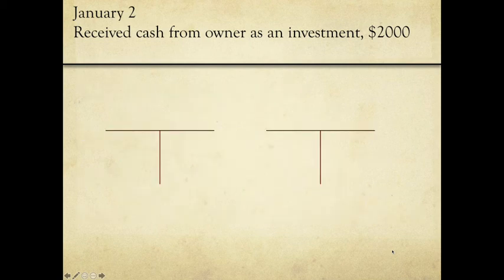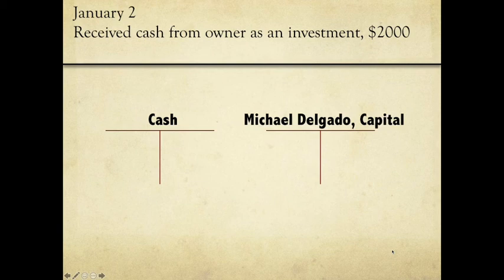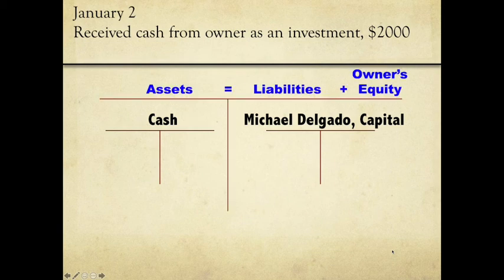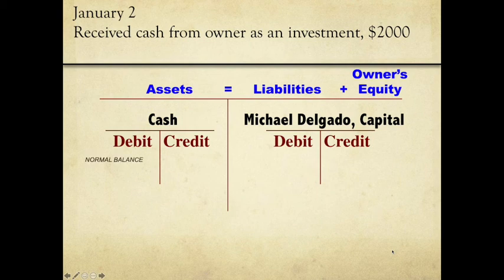Okay, so receive cash from the owner as an investment, $2,000. Our 2 accounts affected, cash and our capital account. And again, feel free to pause this at any time so that you can fill out your papers. Remember how it fills into our accounting equation. Assets on the left side, liabilities and owner's equity on the right. Our accounts are debit and credit, debit on the left, credit on the right. Okay, so our cash account has a normal debit balance. Our capital account has a normal credit balance because it's on the right-hand side of the accounting equation.